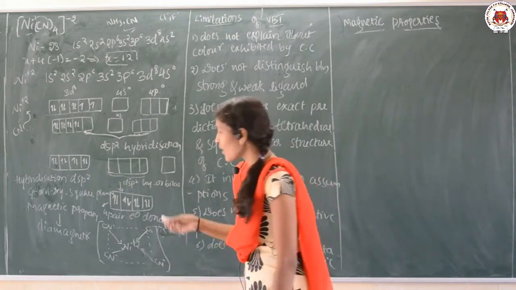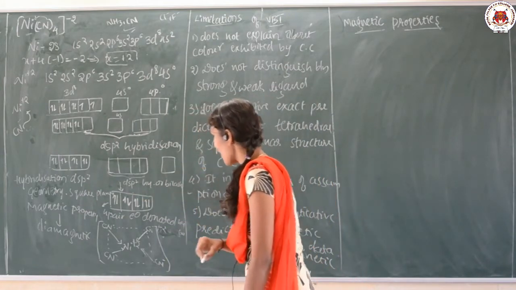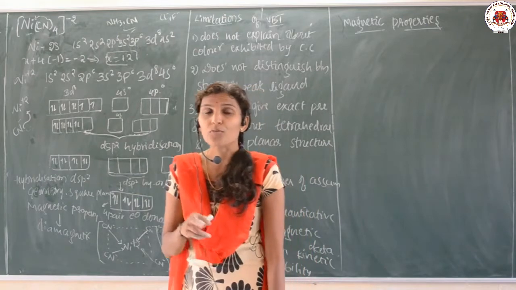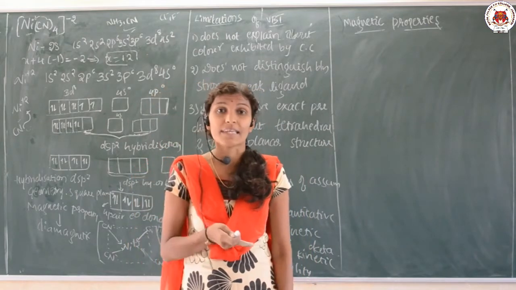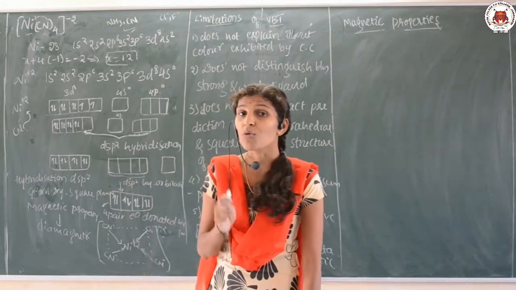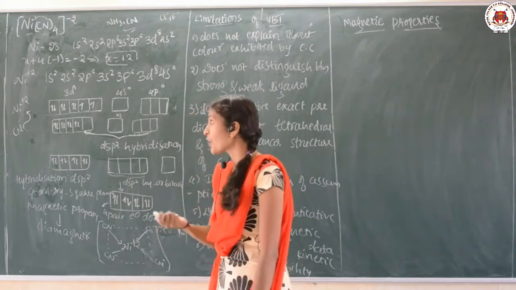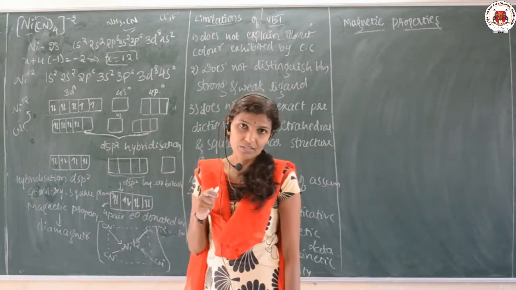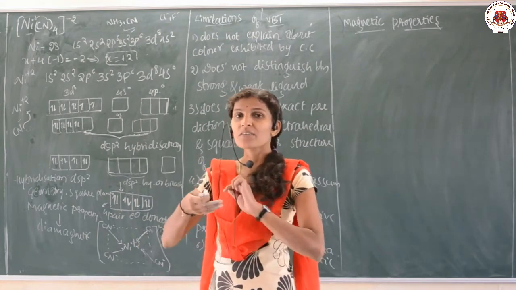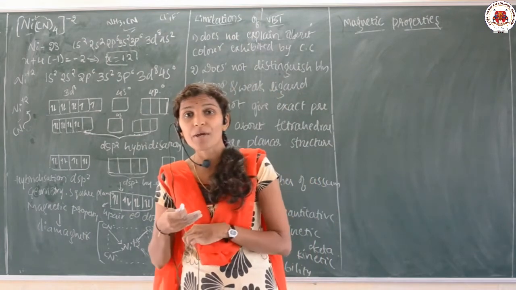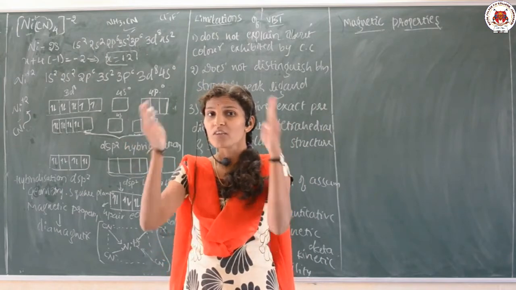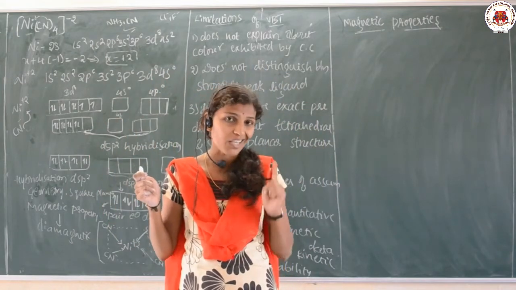And these dsp2 hybrid orbitals are filled by the lone pair of electrons donated by the ligand in order to form the coordinate bond. So, here the 4 pairs of electrons are donated by the ligand CN minus. Clear? So, when the CN donates its lone pair towards the nickel, the complex formation takes place.